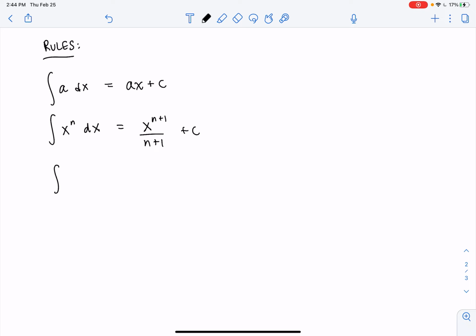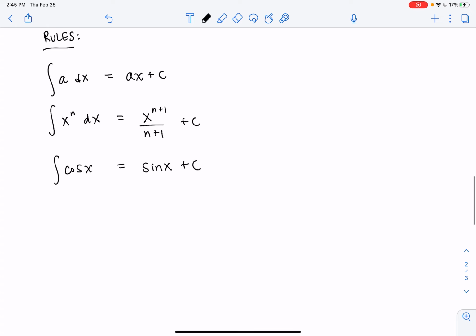So the integral of cosine x basically says if cosine x is the derivative, what was the original function? And if you remember, the derivative of sine gives us cosine. So therefore, the integral of cosine gives us sine. So memorize that, please, plus c. Also, the integral of sine. So if sine is our derivative, and we want to anti-derive it, what was the original function that gave us a derivative of sine? Well, it would have been negative cosine.